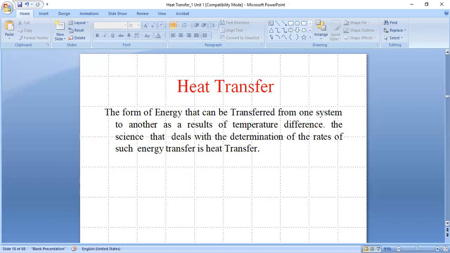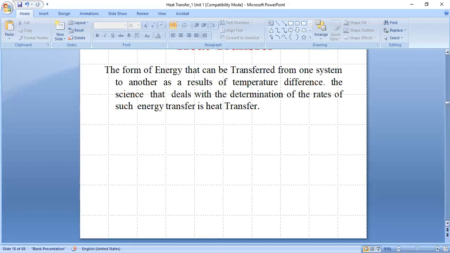Next, heat transfer. Heat transfer is the form of energy that can be transferred from one system to another as a result of temperature difference. The science that deals with the determination of the rates of such energy transfer is called heat transfer.